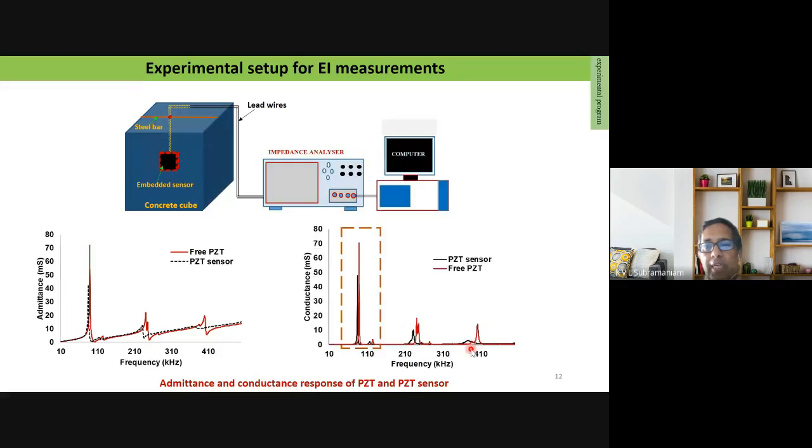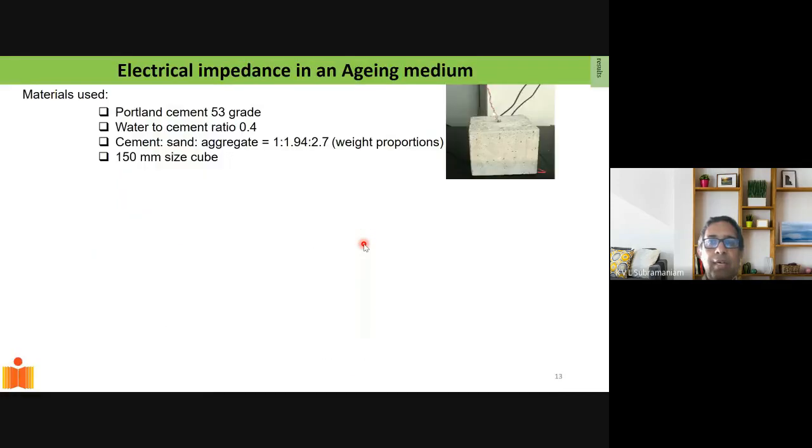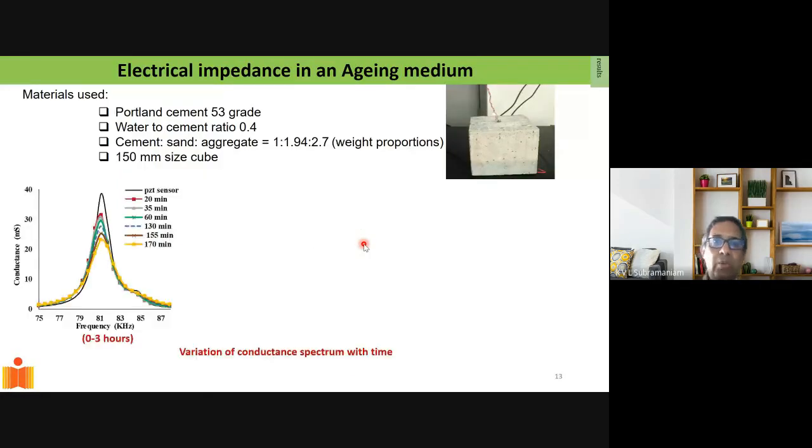Now, this is the most dominant mode. This is where I have the maximum energy. So we focus our attention on the first mode of this PZT sensor, and let me show you what happens when we put it in concrete. This is a typical composition of concrete. This is the conductance spectrum corresponding to the first mode. You see the peak here. This is the first mode signature.